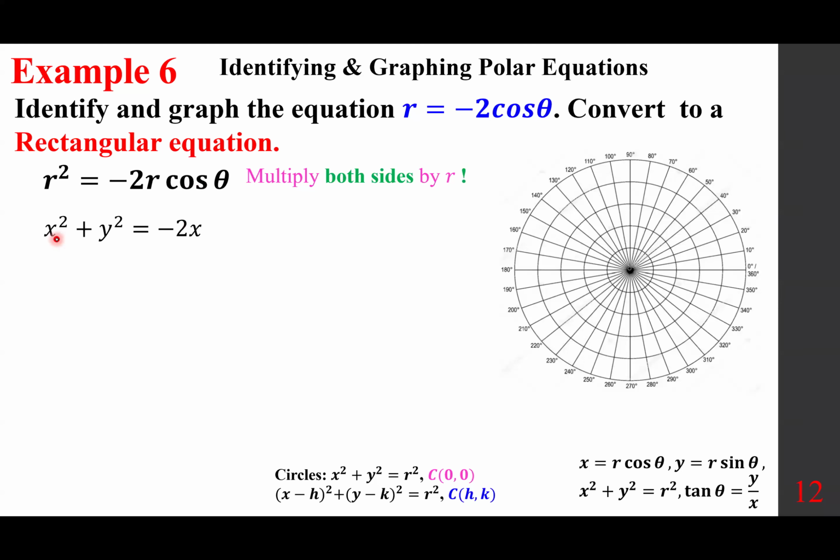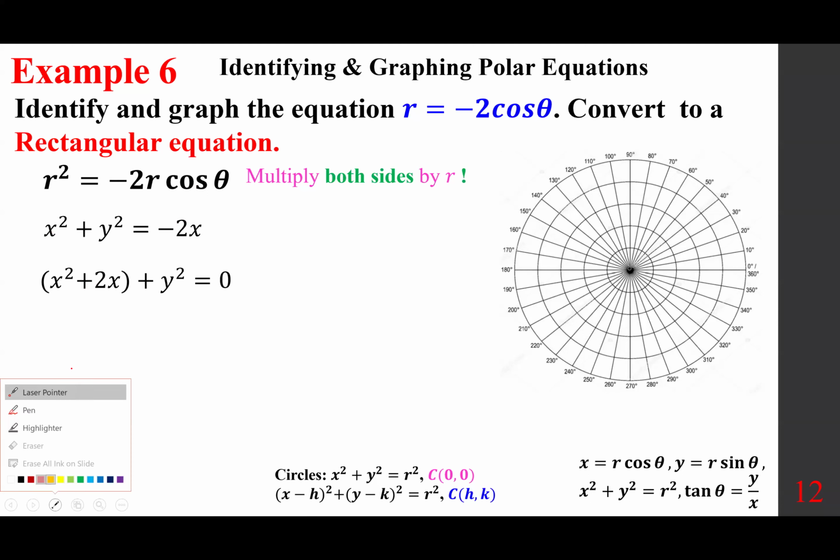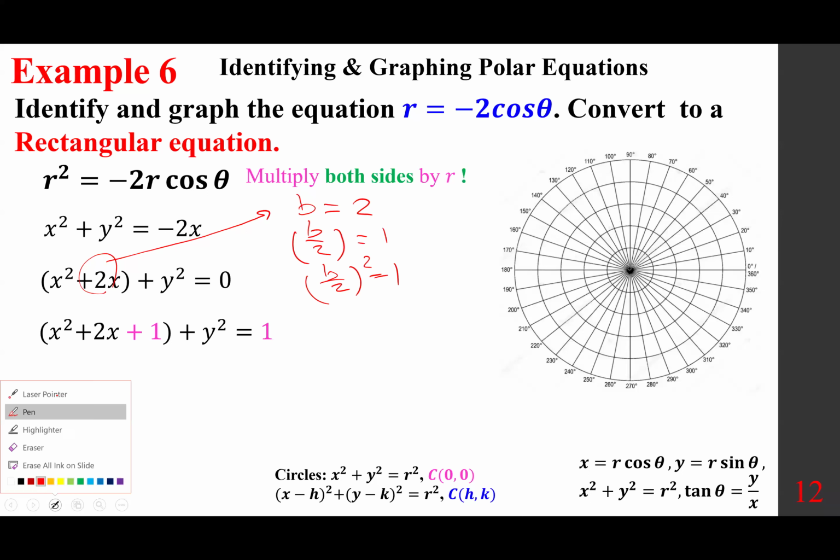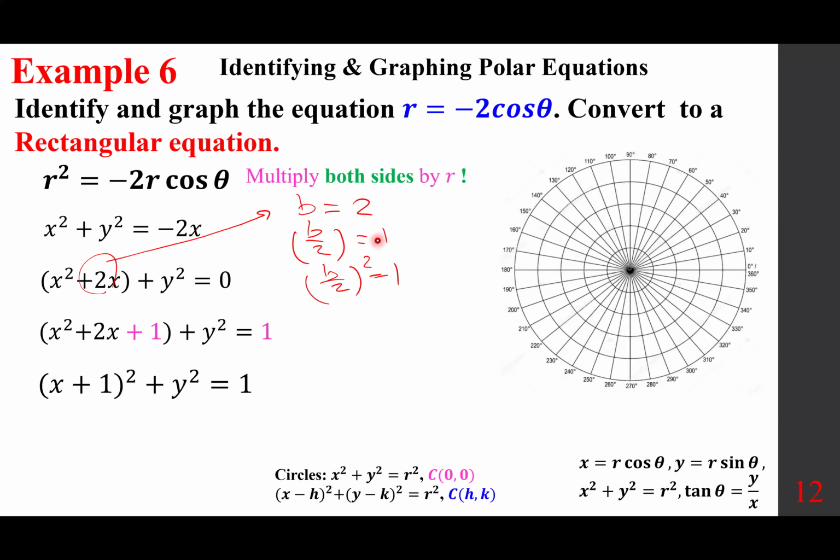So we're going to move the negative 2x next to x squared. And we're going to complete this square. This is b, divided by 2. Square it. So we're going to add 1 to both sides. And what happens is, this is the variable of interest x, and b over 2, this is positive 1. So x plus 1 quantity squared.